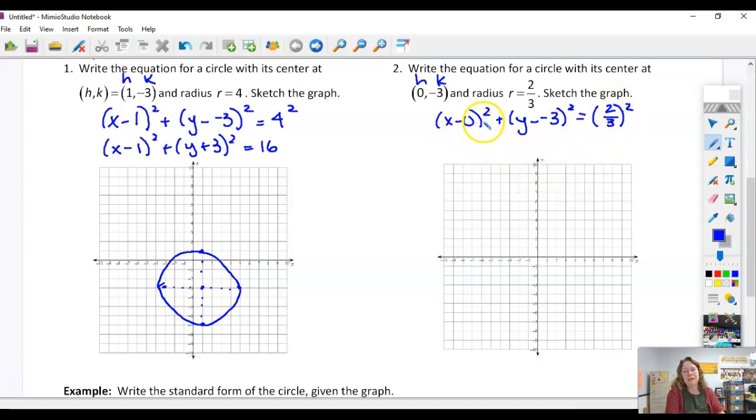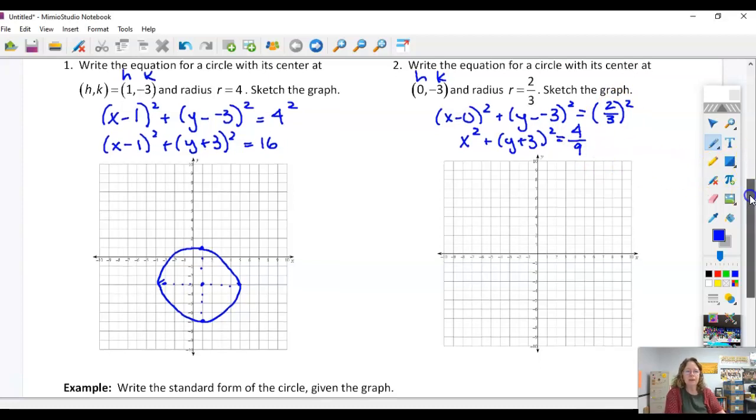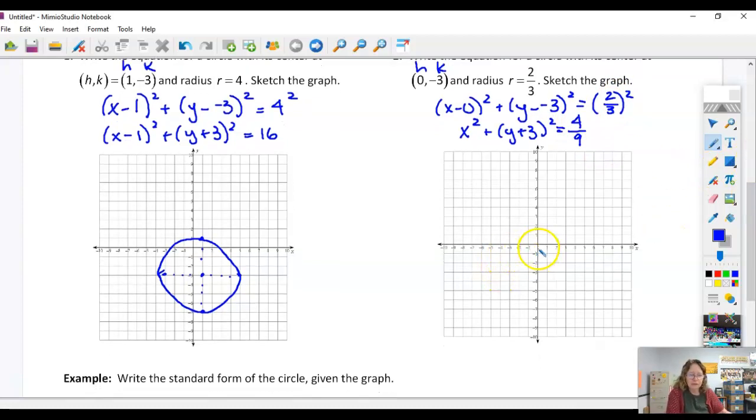So we all know that x minus 0 squared is just x, so that's going to be x squared. Drop those parentheses. We don't need them anymore whenever a part of it is at 0. And then plus y plus 3, the quantity squared. And then when you square a fraction, you square the top and you square the bottom, and that gives us 4/9. It's going to be kind of interesting to plot, but that's okay. So we're going to go down to 0, -3, and then 2/3. That's just going to be like 2/3 of a unit. So that is definitely just a little bitty guy down there. Okay, kind of a cute little circle.